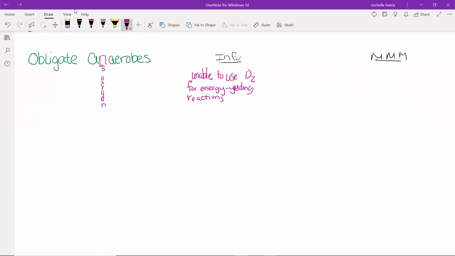Like I explained earlier, there is an electron carrier, and the electron acceptor is part of the process of creating ATP. If there is no oxygen present, then they have to use other electron carriers in its place. So with obligate anaerobes, they are unable to use oxygen for producing ATP. Example here is Clostridium.